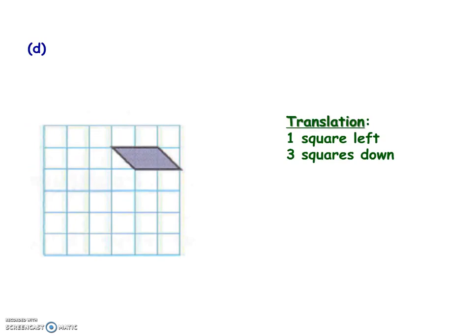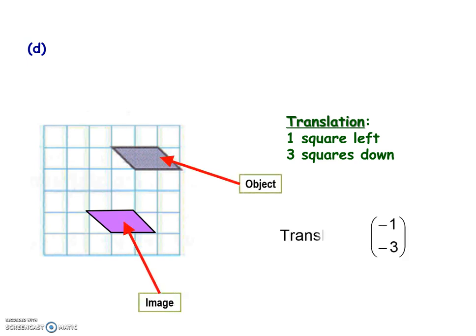Translation 1 square left and 3 squares down. So 1 left and 1, 2, 3 down. So basically we have the object and the image. So you can see that both values of the vector are negative. It means that the negative 1 represents the movement to the left 1 time, and the negative 3 represents the movement of the object 3 squares down.